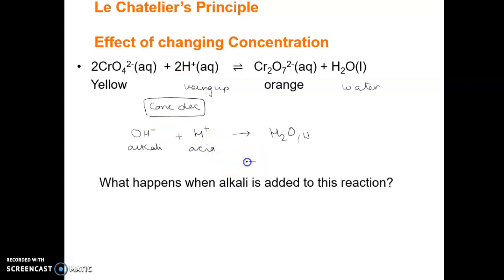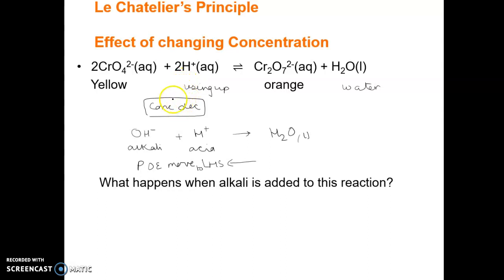Therefore, the position of equilibrium will move to the reactant side. The reactant side, if you use your hands, is on your left hand side. So the position of equilibrium moves to the left hand side. It produces more H+ because it thinks that you're using it up.